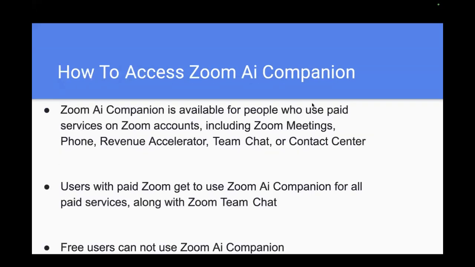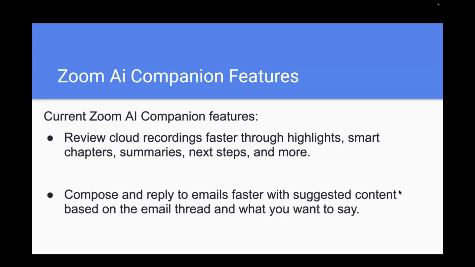Now, how to access it? Well, it's important to note that it's only available for people with a paid Zoom account. So Zoom AI Companion is available for people who use paid services on Zoom: Zoom Meetings, Phone, Revenue Accelerator, Team Chat, or Contact Center. Users with paid Zoom get to use Zoom AI Companion for all their paid services, along with Zoom Team Chat. Free users, as I mentioned earlier, can't use this.